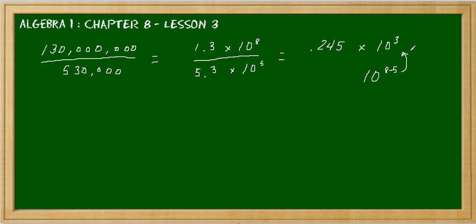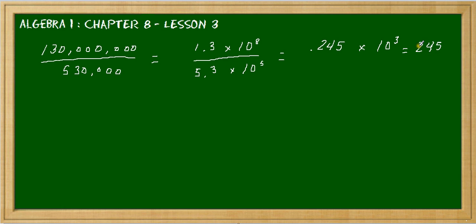So we can see that we now have 0.245 times 10 to the 3rd power, and if we were to now write this as a number, we know that we can actually just move this decimal point, because this is a base of 10. We move it over 1, 2, and 3, which means that this is 245. So that's the answer.